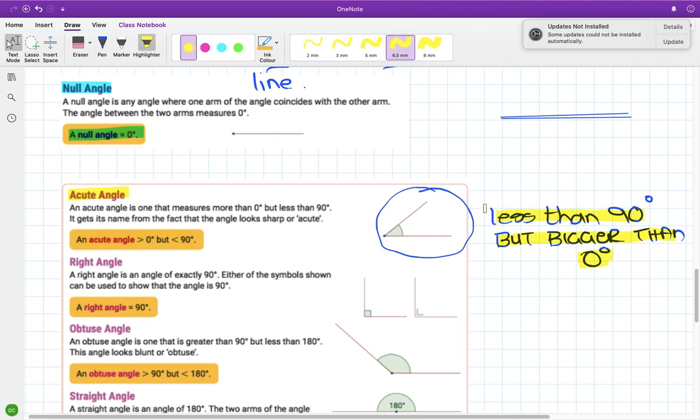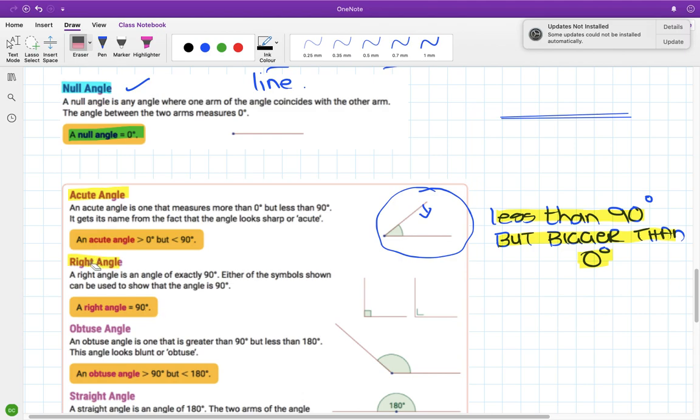So if this arm here continued to fall until it was sitting on top of this arm, then you would no longer call it an acute angle. You'd call it a null angle. Yeah? So anything from 1 degree up to 89 point whatever degrees is an acute angle. Okay? Once you reach that 90, you now have a right angle. Okay? A right angle, I'm going to get rid of that, actually can't really see it. A right angle is 90 degrees.